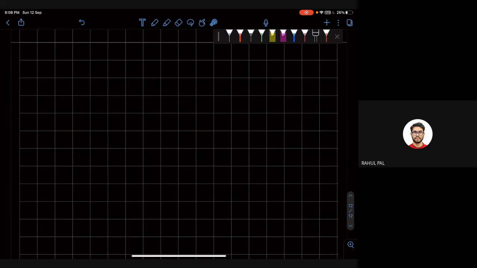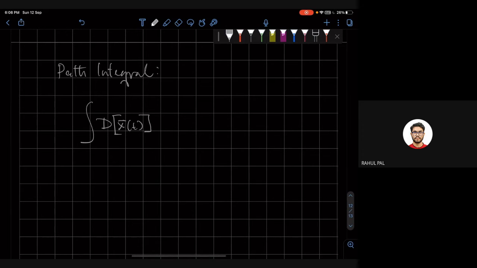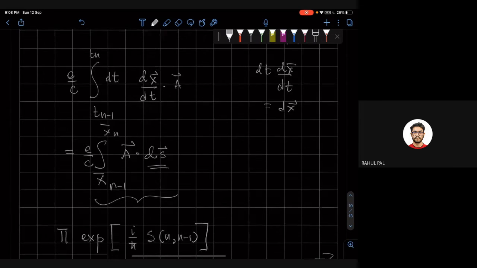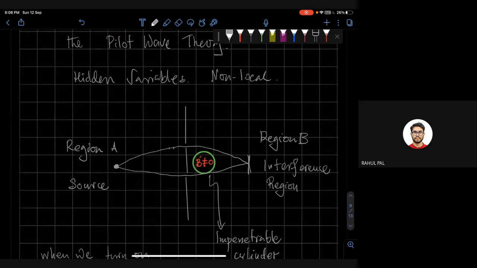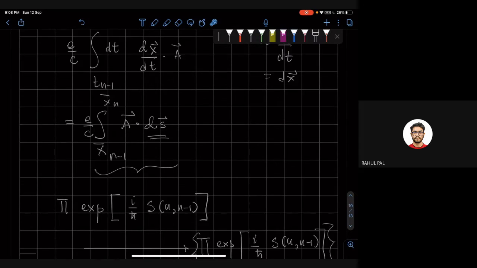So the path integral before turning on the magnetic field will have contribution from all the paths. Let's take the above path, so all the paths which go through the upper slit. So all the paths that go like this. It can go like that, or it can go like this. So these are all the paths that go above.